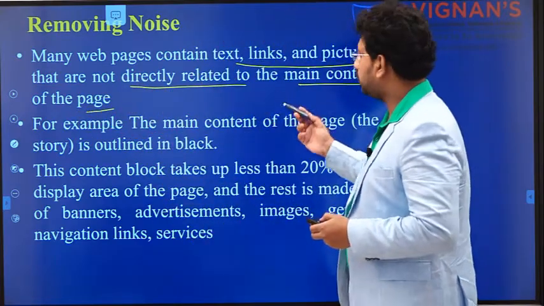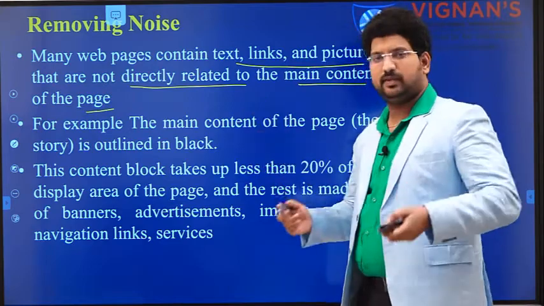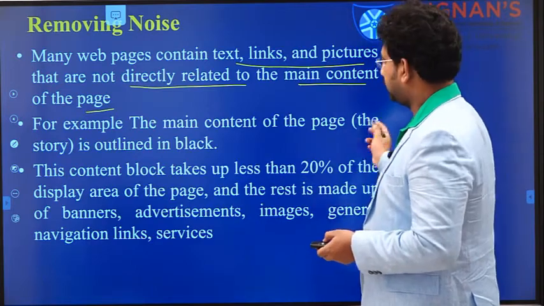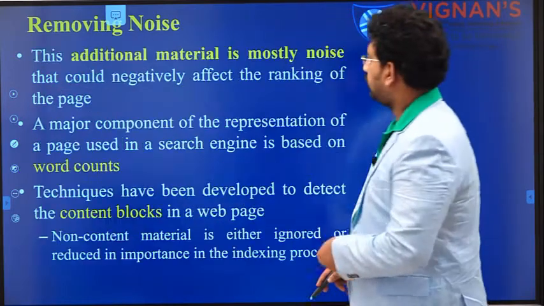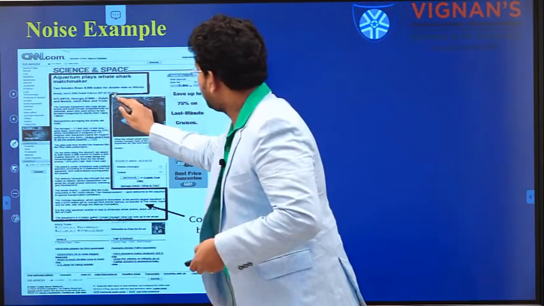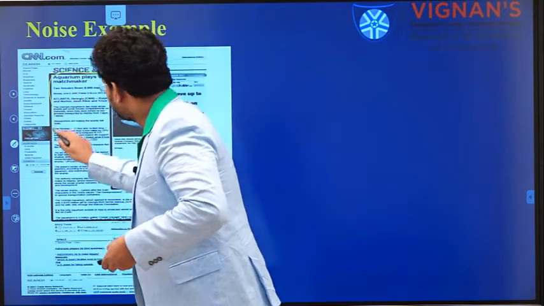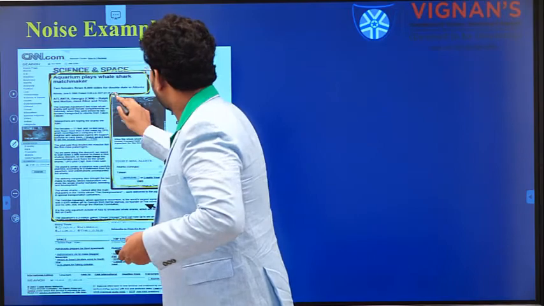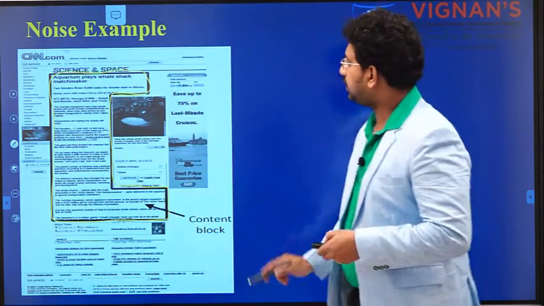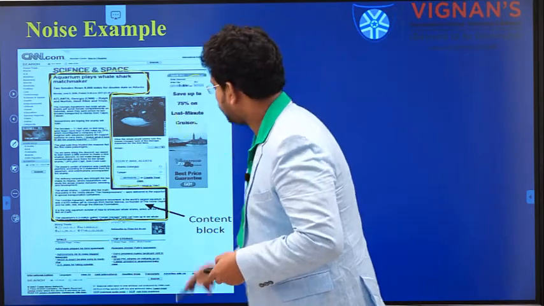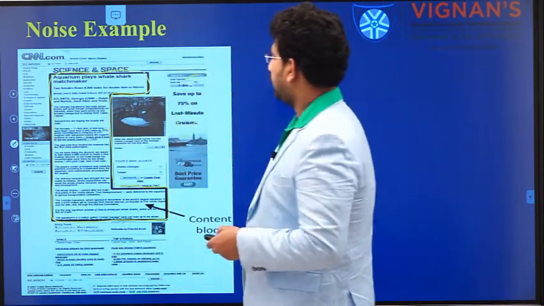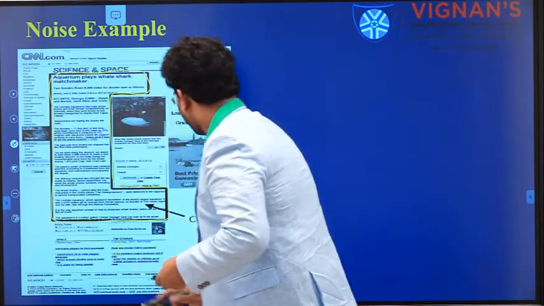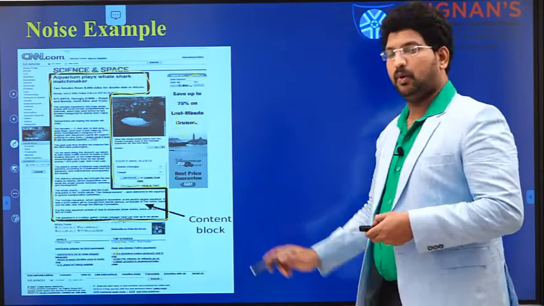This is not related to the main content of the web page, and that's what we simply call noise. For example, the main content of the page, the story, is outlined in black. Here it is clearly depicted that this entire black portion is the main content of the page. The remaining things are the noise. This is the part where you can identify the main content block.